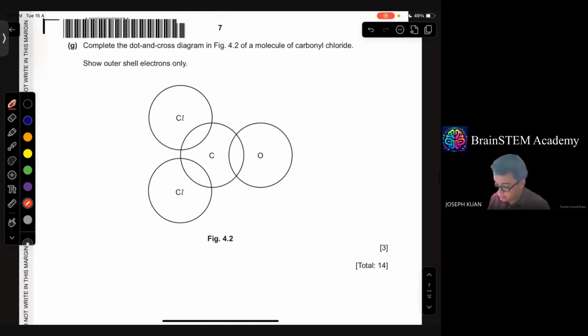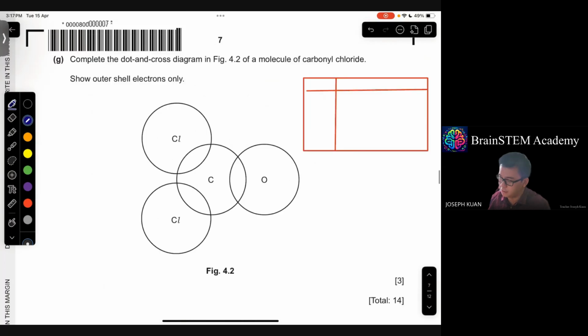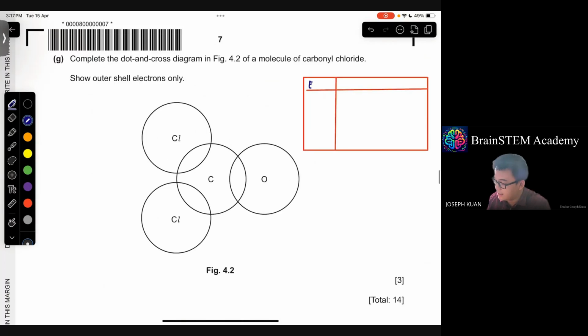Right, next question. Complete a dot and cross diagram in figure 4.2 of a molecule of carbonyl chloride. Show outer shell electrons only. Now, here's a simple trick to know about how to draw covalent bonding. Covalent bonding is similar to ionic bonding because ultimately the atoms want to achieve a full outer shell. Given that the elements are carbon, oxygen, and chlorine, first we have to figure out how many outer shell electrons each of the atoms has.